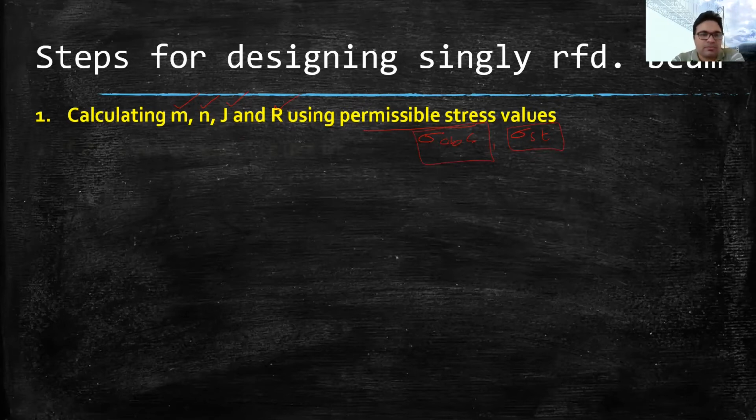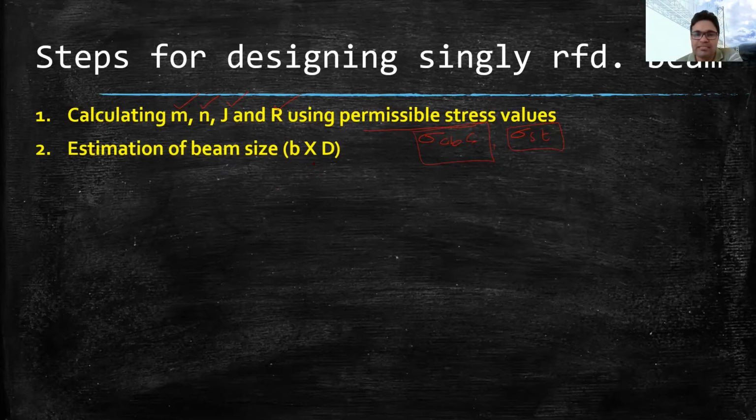Now the second step is about the estimation of the size. So in the second step, what we are going to do is we will assume the size of the beam. Now size in terms of the values of B and D. So basically the cross-sectional dimension is to be assumed, and preferably generally we assume D, and based on the value of D then we try to find out the value of B. So that I will show you.